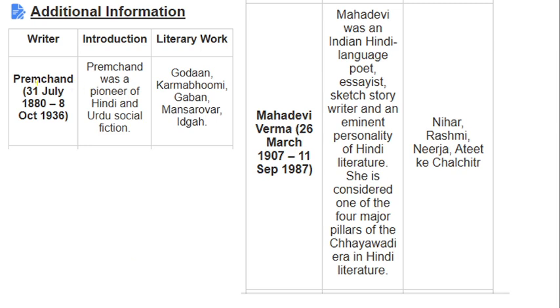Next. Writer Premchand. Premchand was a pioneer of Hindi and Urdu social fiction. The books of Premchand are Godan, Karmabhoomi, Gaban, Mansarovar and Idgah. These are all books by Premchand.